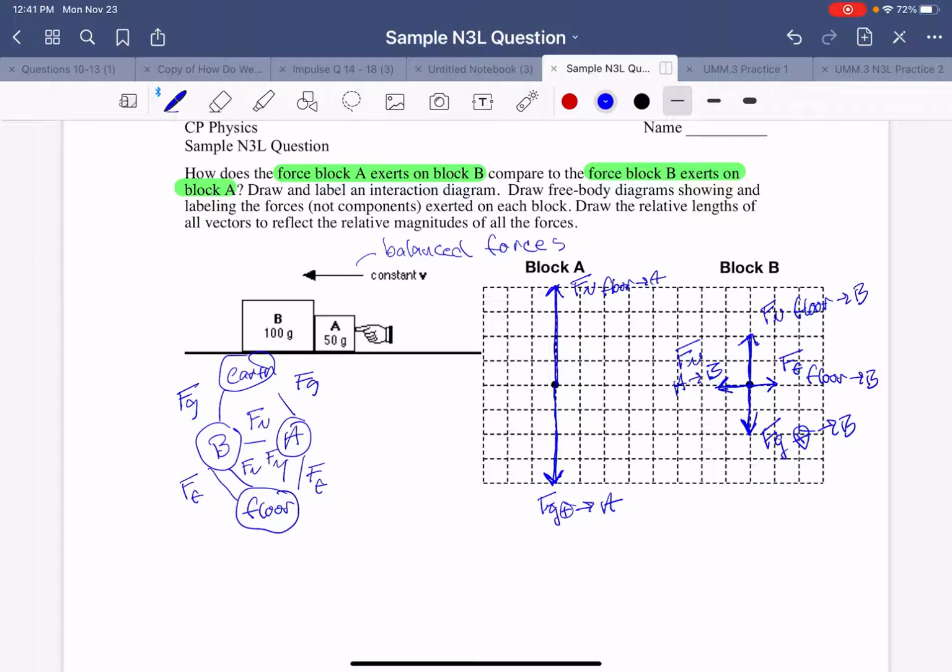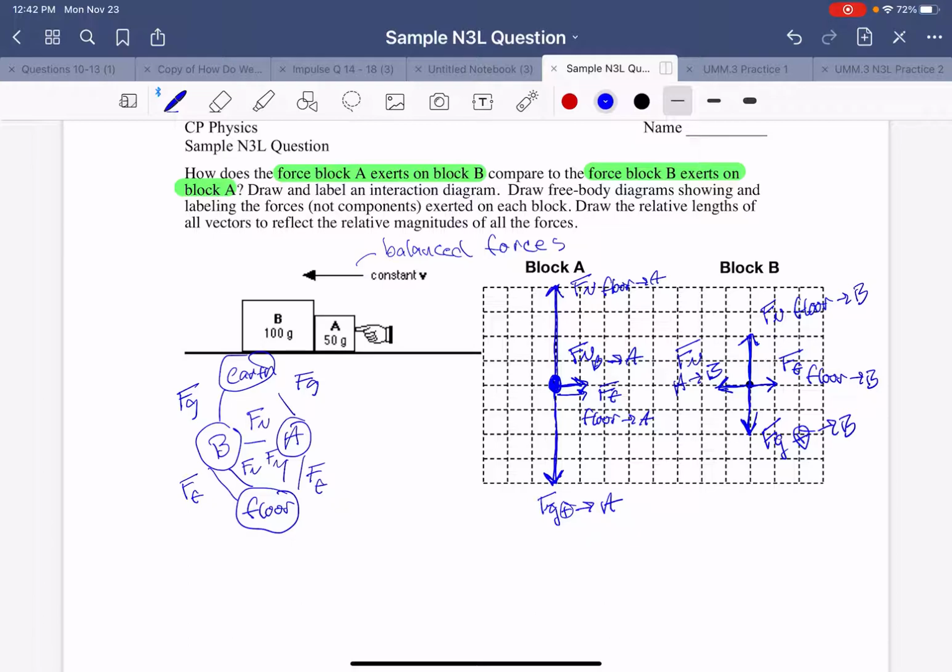All right, so we know that Newton's third law says that if two objects are interacting, those forces are equal in magnitude and opposite in direction. So if the force of block A on B goes to the left, then that means that the force of block B on A goes to the right. I also have a friction force going to the right, so I'm going to make my dot a little bit bigger so I can have enough room to put a friction force of the floor on A to the right.